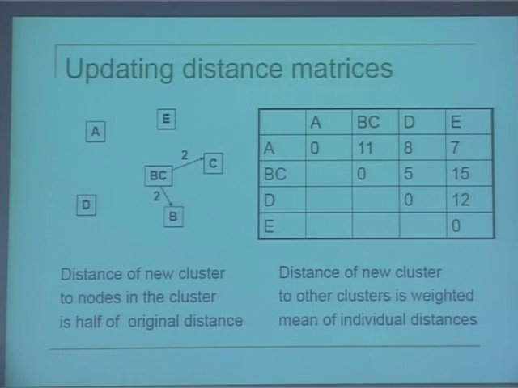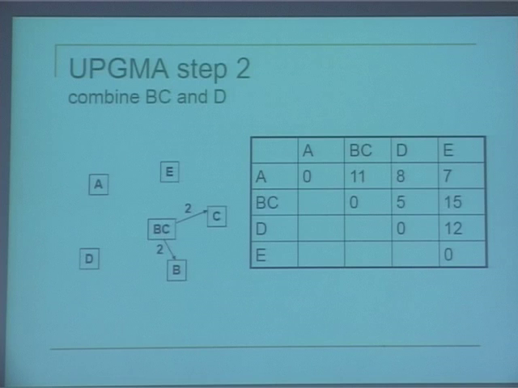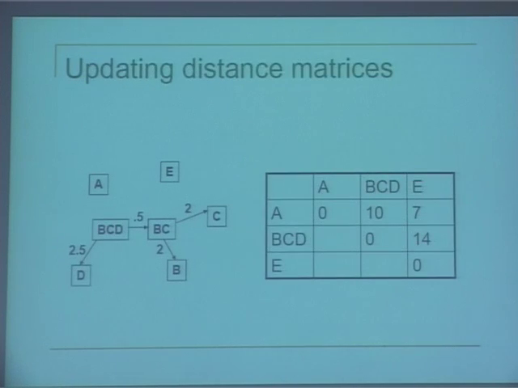When we look at the distance matrix, we see that 5 is the minimum distance. So what we need to do is combine BC with D. After combining BC and D, what was the distance between BC and D? It was 5, so it's divided equally, 2.5 and 2.5, among all the members.